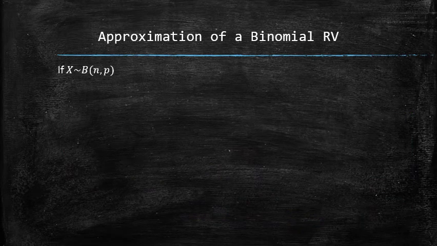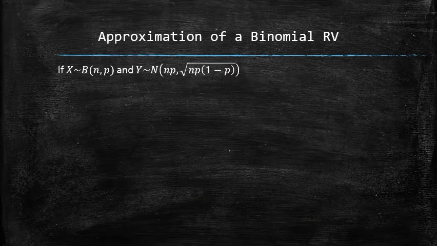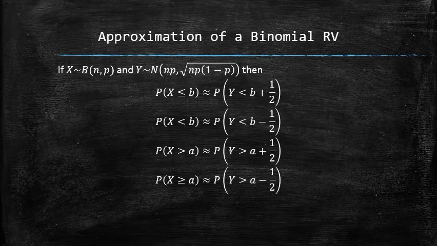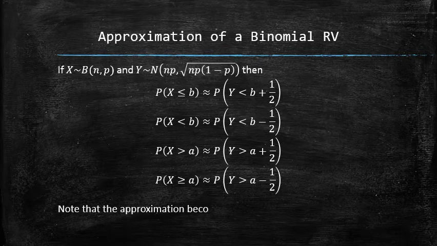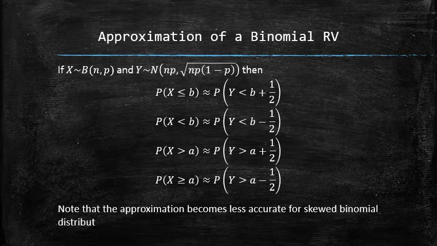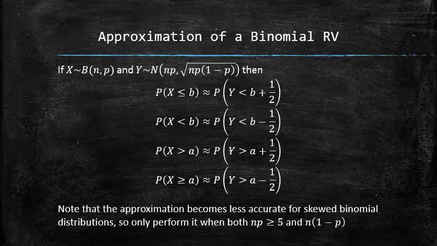In summary, for a binomial random variable x with parameters n and p, and a normal random variable y with properly computed parameters, the following approximations can be made. The adjustment of adding or subtracting 1/2 is called the correction for continuity. Note that the approximation becomes less accurate for skewed binomial distributions, so we only perform it when both np and n times 1 minus p are greater than 5.